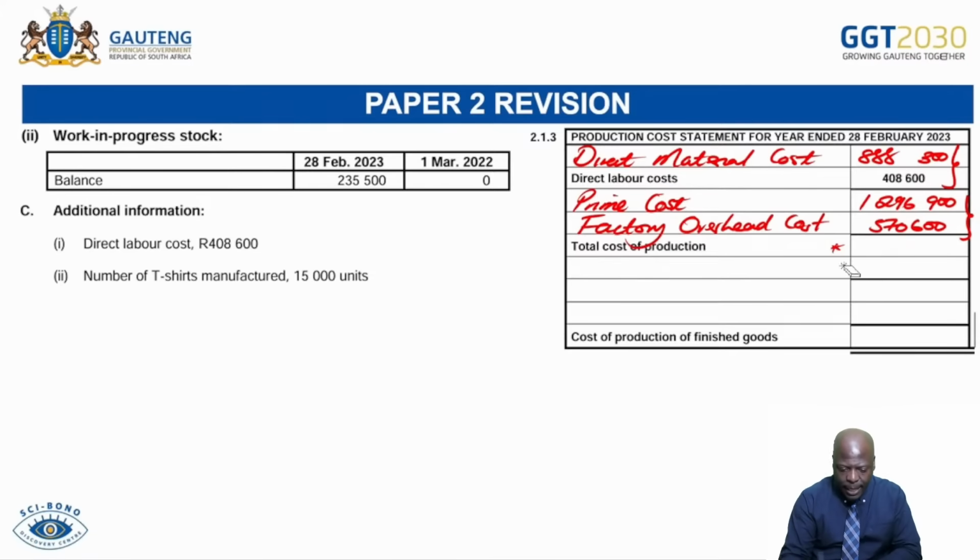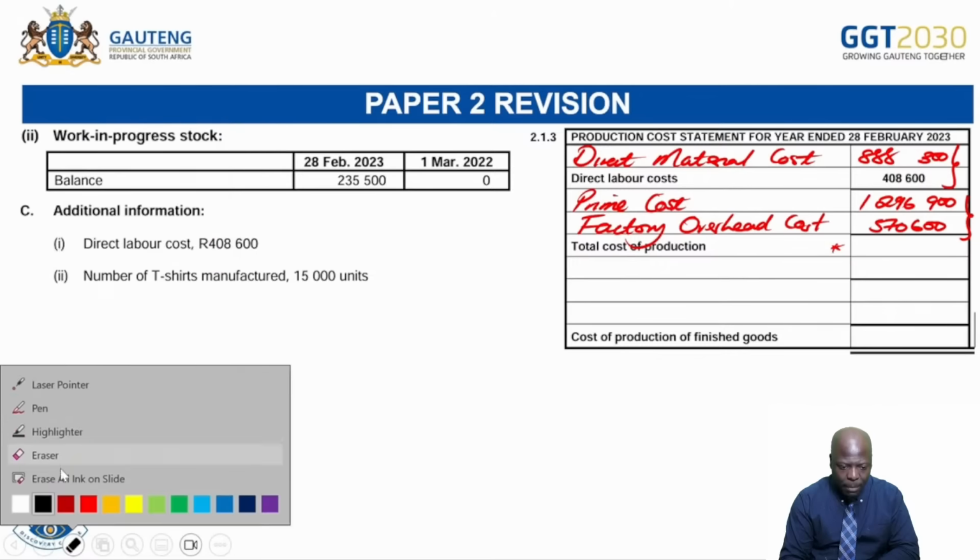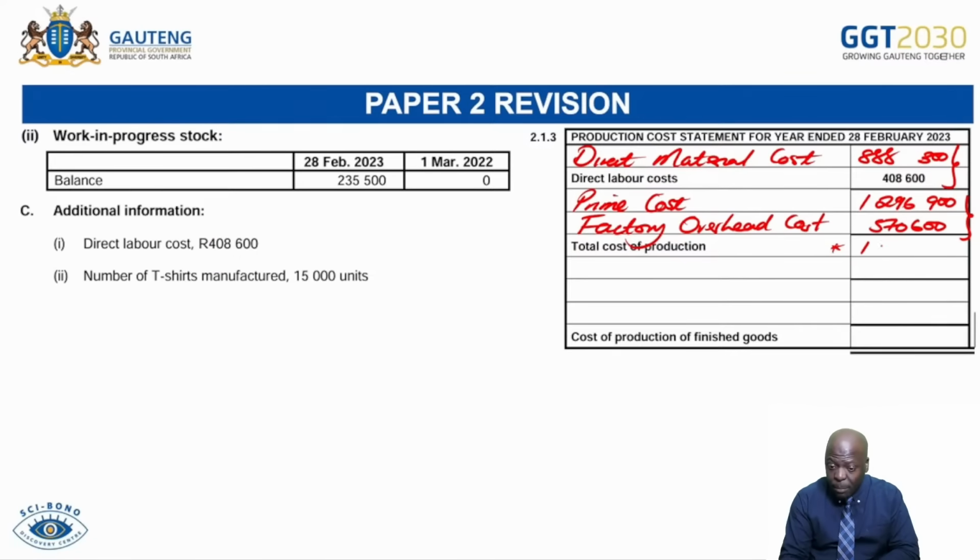All right, let's bring the calculator. And then it's going to be your 1,296,900. Then we're going to add 570,600. And that's going to give us 1,867,500. So here it becomes 1,867,500. And then we're given work in progress at the beginning.